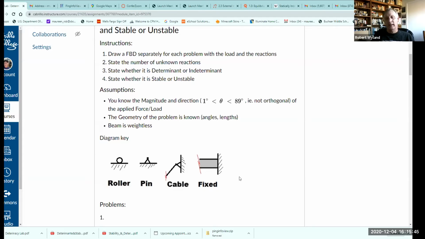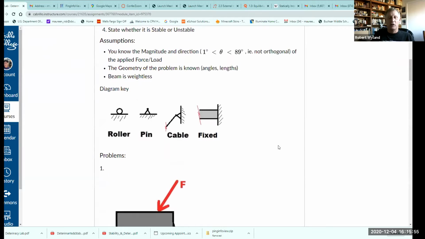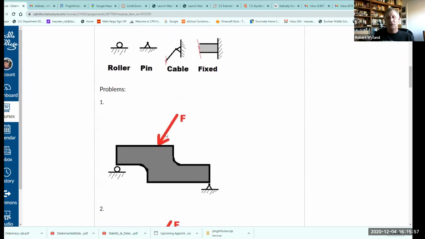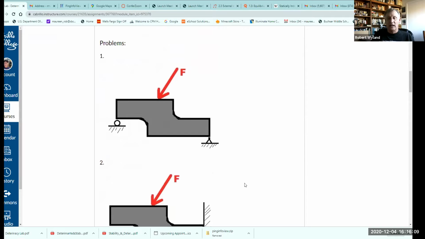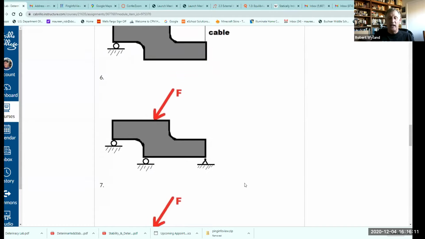These are the diagrams of the types of connections that you're going to see in the next 10 problems. Just in case you've forgotten, the cable might be the only thing that might throw you off. But here's an example. Here's the force. And it doesn't matter what the angle is, so long as it's not perpendicular, not orthogonal to the problem. It's not 0 or 90 degrees. And then here are the connections. So that's it, pretty straightforward on those 10.